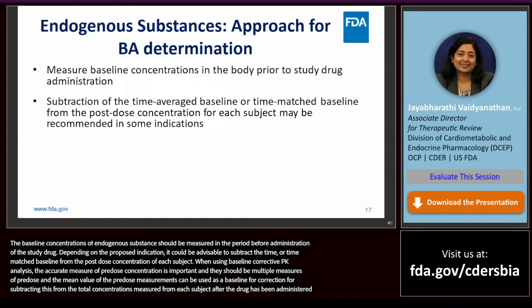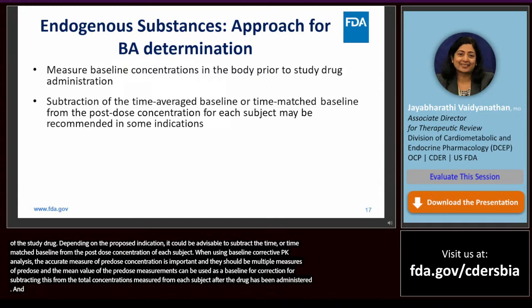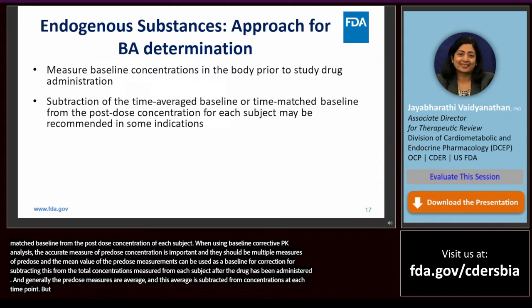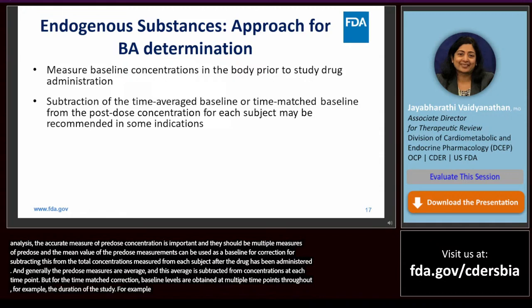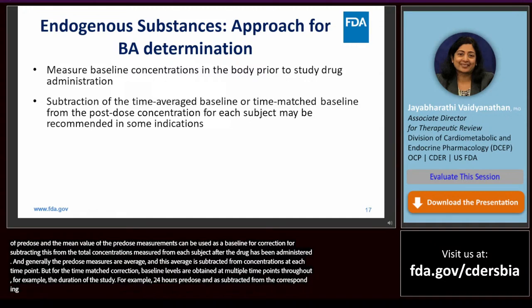And generally, the pre-dose measures are averaged, and this average is subtracted from concentrations at each time point. But for the time-matched correction, baseline levels are obtained at multiple time points throughout, for example, the duration of the study, for example, 24 hours pre-dose, and are subtracted from the corresponding time concentrations that are determined post-dose.